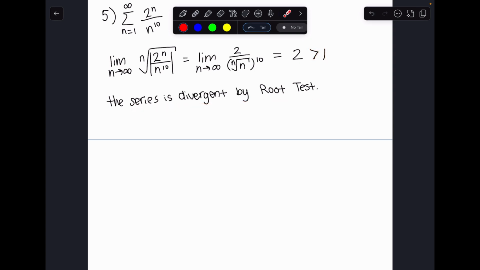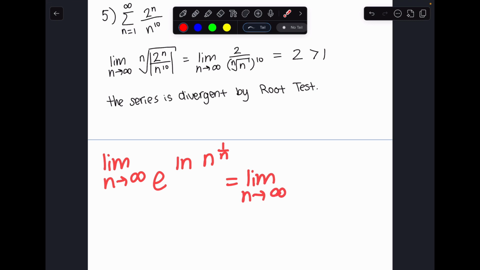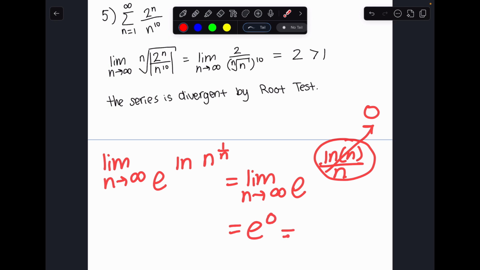If you're wondering how I know that the limit as n goes to infinity of the nth root of n is 1, you can set yourself up for L'Hopital's rule. So we can write the limit as n goes to infinity of e to the natural log of n to the 1 over n, which is the limit as n goes to infinity of e to the (natural log of n over n). If you apply L'Hopital's rule, this ends up going to 0, and so e to the 0 ends up giving us a 1.